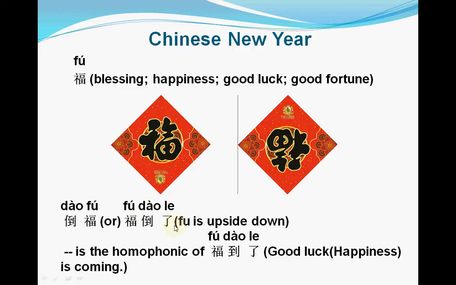We call this Dao Fu. Dao means upside down. Or we call this 福到啦. Fu is happiness, blessing, good luck. Dao means upside down. The pronunciation of this Dao is similar to this other Dao, which means coming, arrive. 福到啦 means good luck or happiness is coming or arrives. So this is just people hoping their happiness is coming.